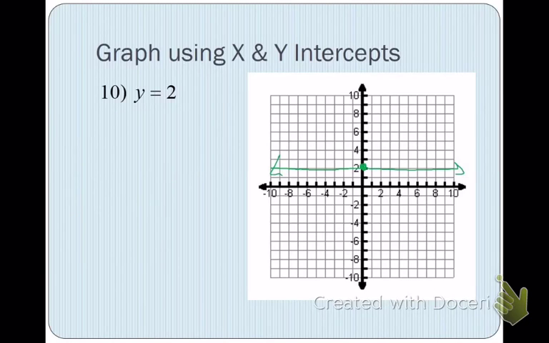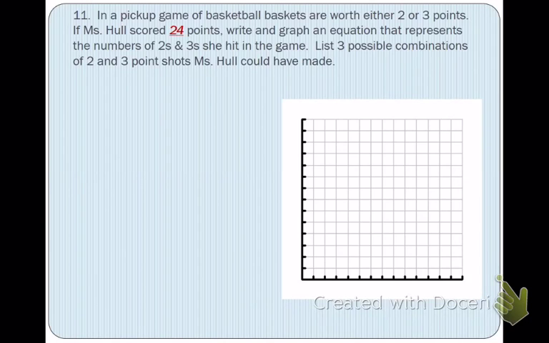All right. Now, the idea of x and y intercepts. We can put those to use in a real-world application here. In a pickup game of basketball, baskets are worth either 2 or 3 points, right? So if Mrs. Hull scored 24 points, write and graph an equation that represents the numbers of 2s and 3s she hit in the game. And then list 3 possible combinations.